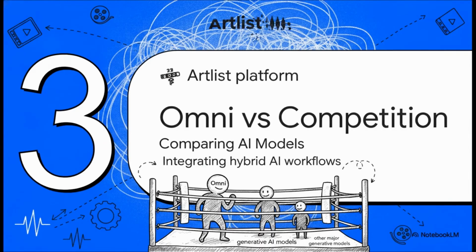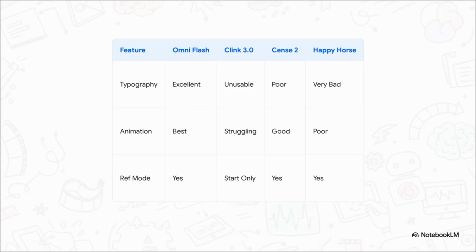All right, let's get into section 3, Omni versus the competition, because this is where things get really interesting. Now, what's really interesting about this matrix is how clearly it defines the current hierarchy of AI video models based on recent testing. Kling 3.0 is fundamentally crippled for this specific workflow because it doesn't have a true reference mode. It only uses a start frame. That means by the end of a short clip, your carefully crafted style has completely morphed into chaos.